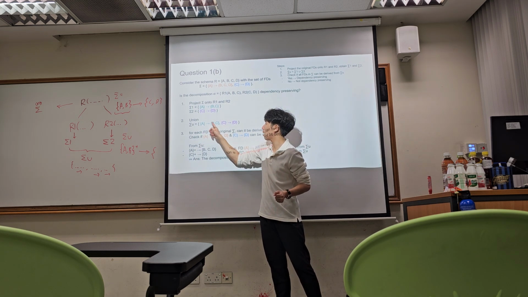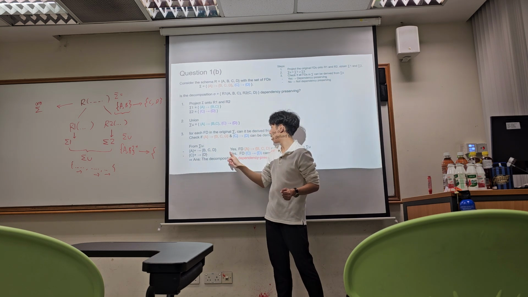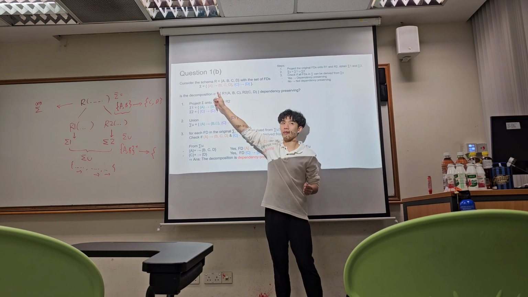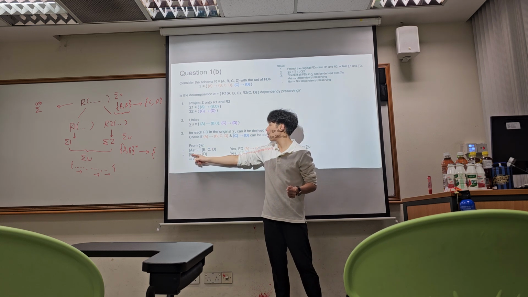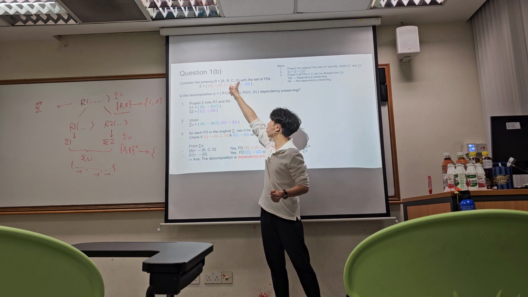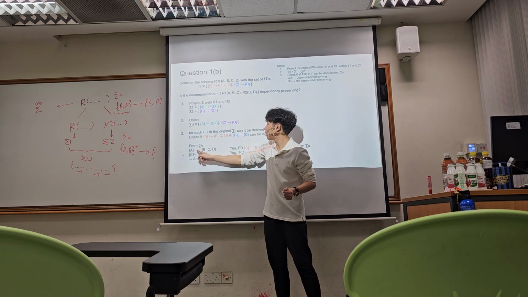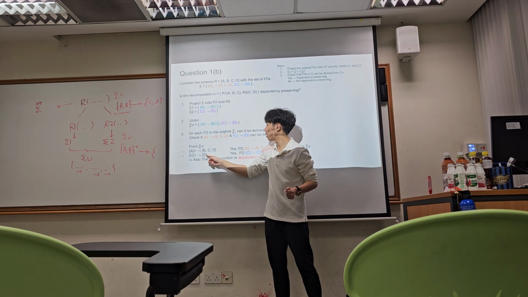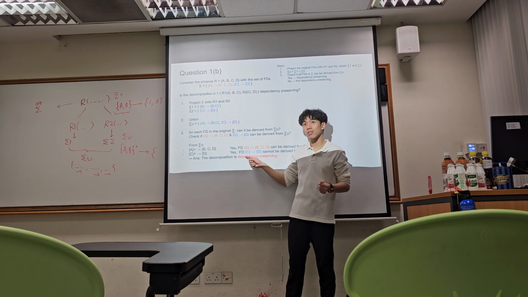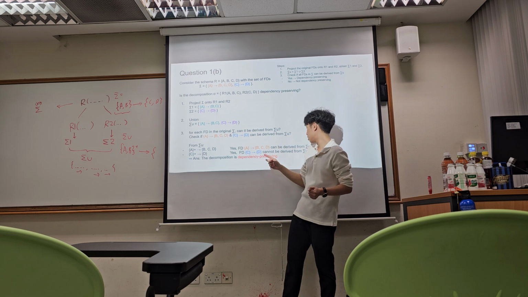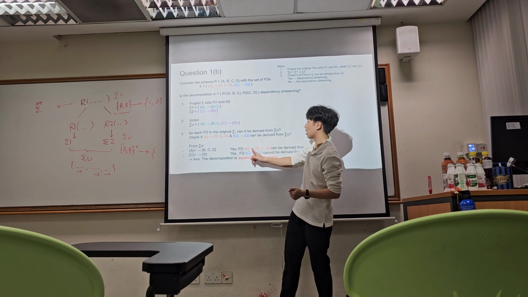So A has B, C, and D. And yes, it fulfills the first one. And the second one, C to D. We'll check the closure of C here. C to D. Oh yes, this functional dependency can be derived. Okay? Oh, can be derived too as well.